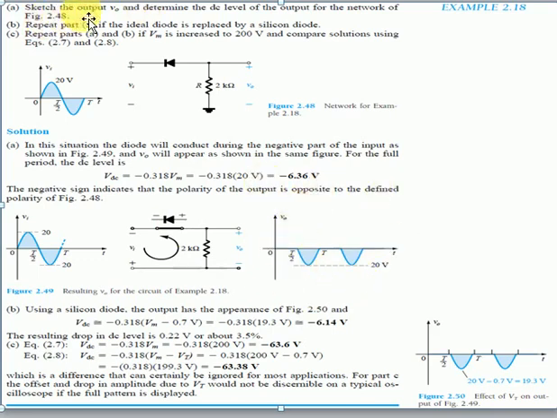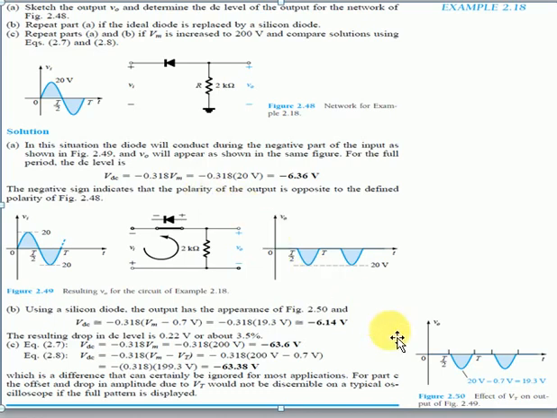He was asking to sketch the output voltage V0. So this is the sketching of output voltage V0. For positive cycle there is no voltage, and for negative cycle there is the maximum voltage, and that maximum voltage is the Vi. Now he is asking for the DC level. So VDC is equal to 0.318 Vmax, but in this case we are having the Vmax that is equal to minus 20 volt.